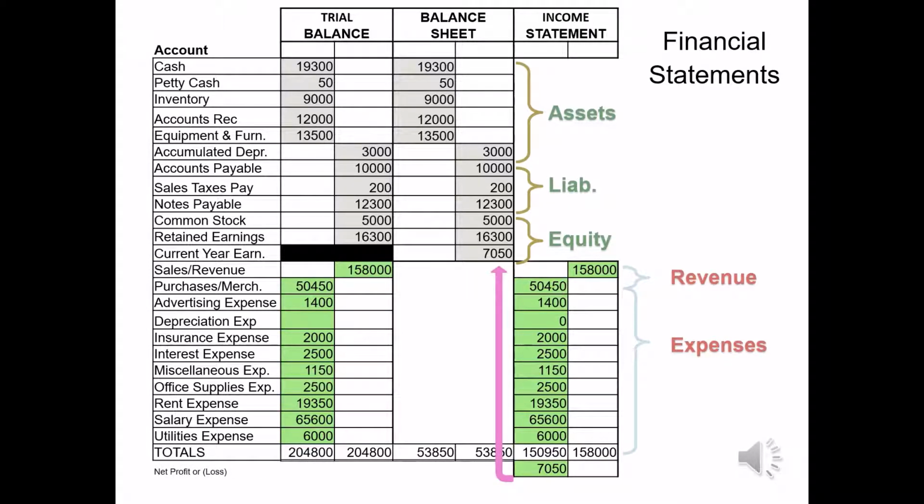The $7,050 of net income is transferred from our income statement into our balance sheet in order to make the balance sheet balance. That $7,050 is in a category or an account called current year earnings. These columns here represent debits and credits. Debits show on the left side of an account and credits show on the right side of an account. We'll talk about this a lot, but between the accounting equation and debits and credits, this is how we get our double entry accounting system.